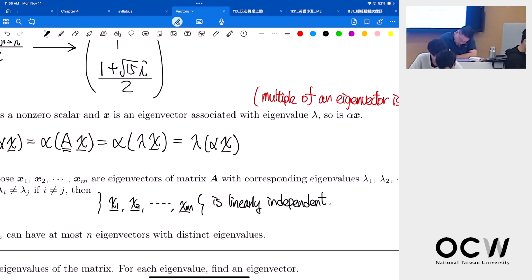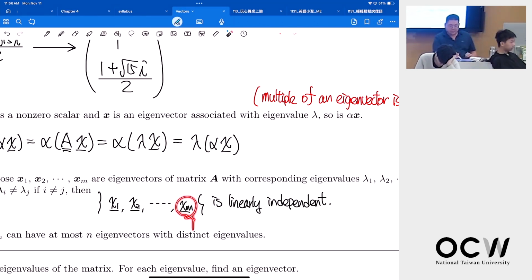Alright, so who can tell me, what does that mean? Linearly independent. If we say that those vectors x1 to xm are linearly independent, what does that mean? Yeah, so one of the vectors cannot be expressed as a linear combination of the rest. So they are linearly independent.